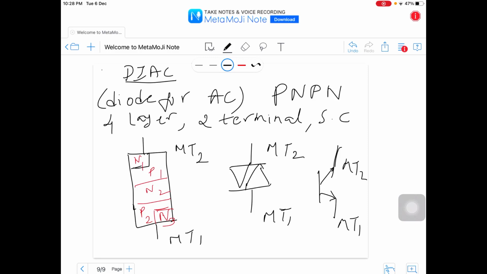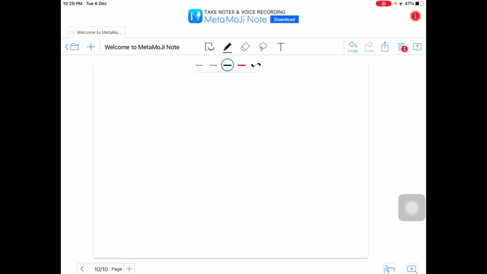3, 4 or 5 layered structures could be used, and the behavior is very similar to that of a voltage breakdown of the triac without a gate terminal. It's very similar to that. So the characteristics of the Diac can be studied.